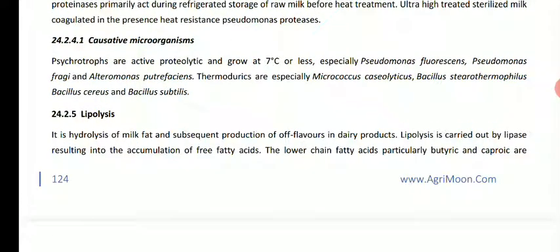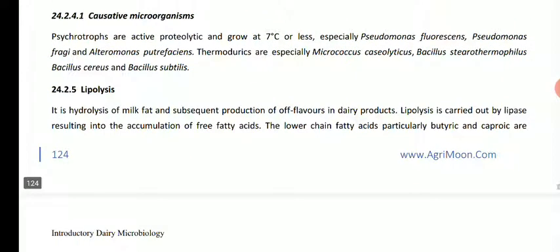Then lipolysis. Just like proteins, lipids or fats are also present in milk, and these fats get broken down by the action of some enzymes present in milk, and some enzymes that are secreted by microbes. It is the hydrolysis of milk fat and subsequent production of off flavors in dairy products, and this process is known as lipolysis. Lipolysis is carried out by lipase, resulting in accumulation of free fatty acids.